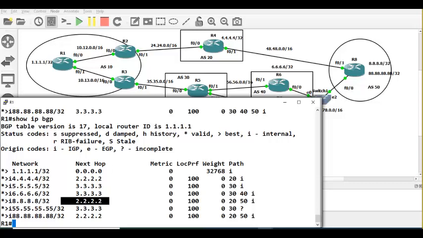Alright? So far we have not done anything related to tuning of attributes. We have seen only the defaults in this topology. In our next class, we will start tuning one by one, like weight, local preference, AS path, MED, and so on.